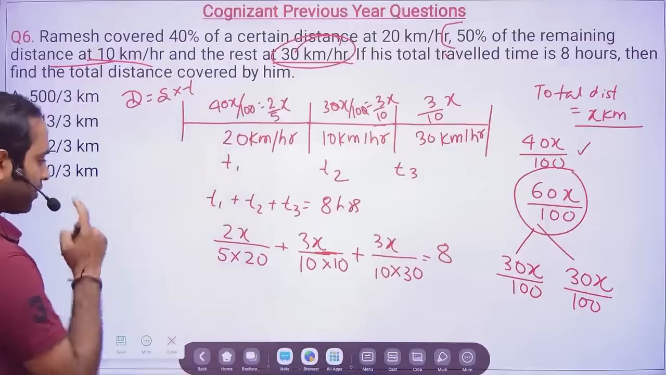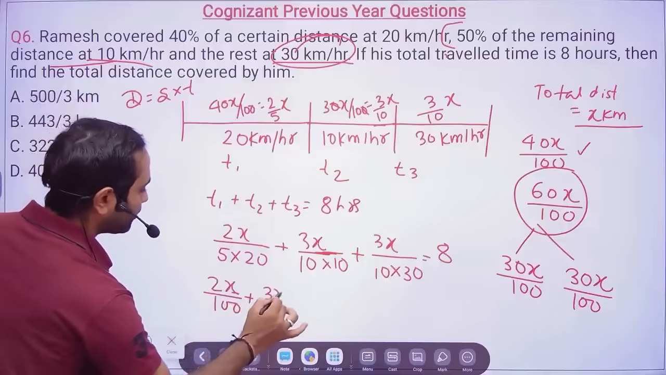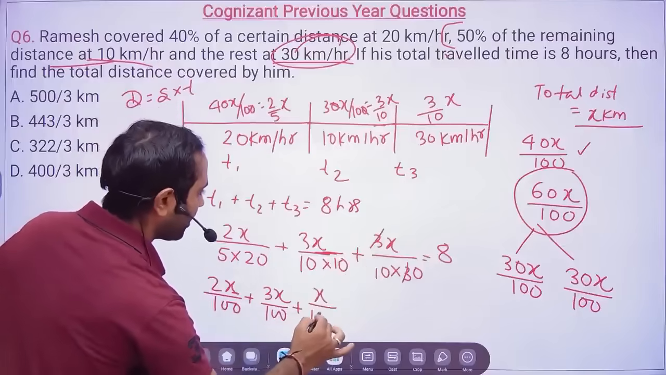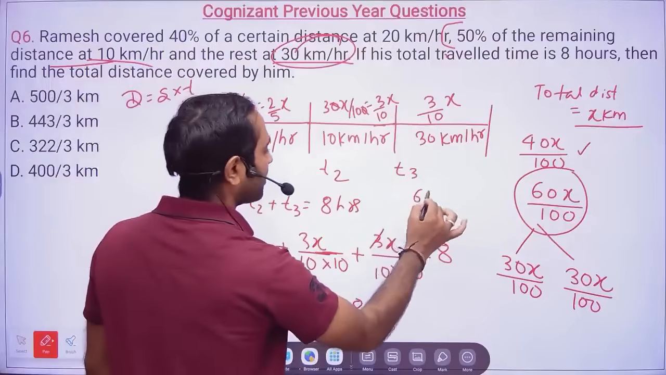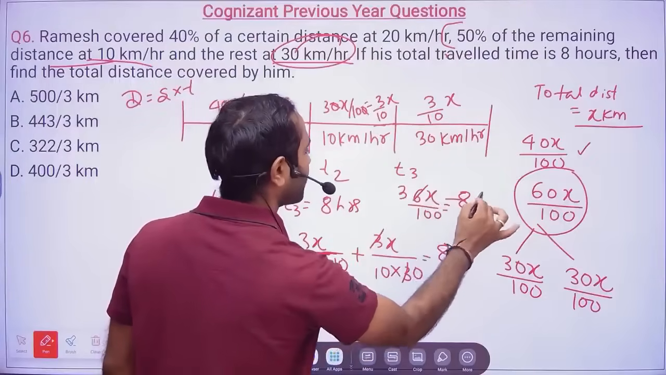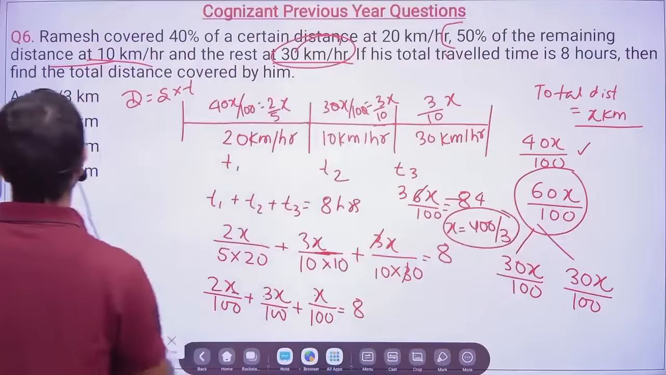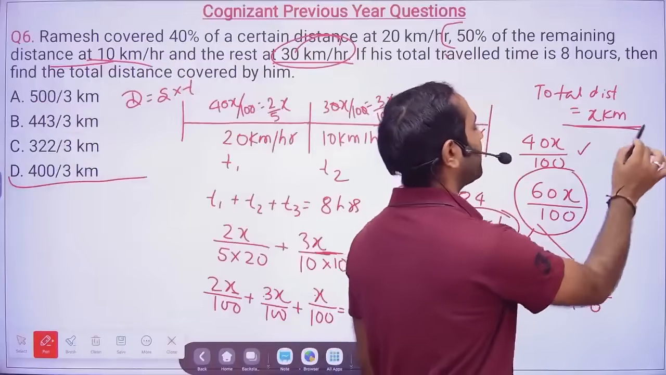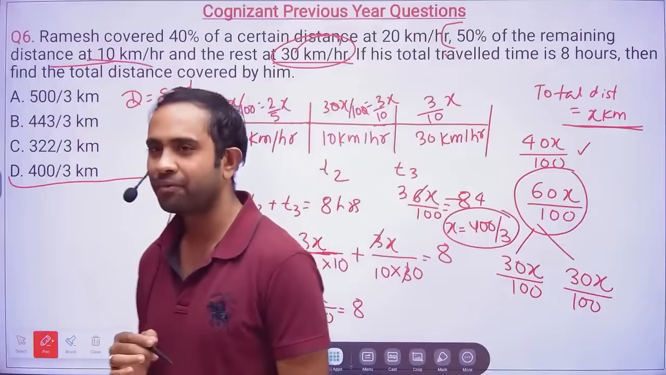Very good. Now you see, so 2x by 100 plus 3x by 100 plus 3 cancelled, x by 100 is equal to 8. So 2 plus 3 is 5, 5 plus 1 is 6. Sir, 6x by 100 is equal to 8. So 2 3s are 6 and 2 4s are 8. Sir, x will be equal to 400 by 3. X is nothing but distance. So sir, 400 by 3 kilometer is nothing but our distance. That's all. We are able to solve the problem.